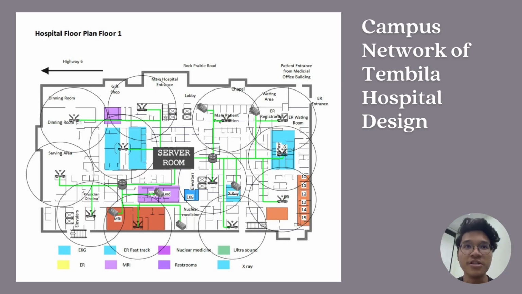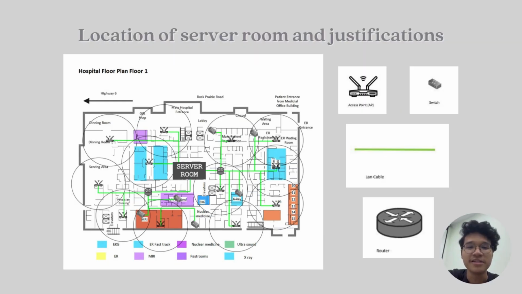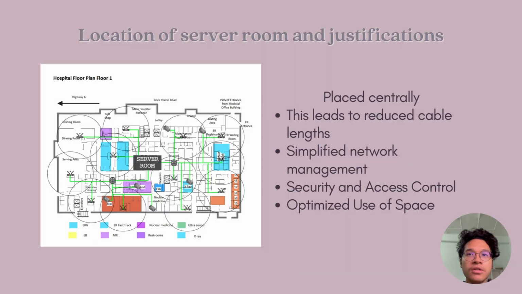So, in this image here is our campus network of Tembila Hospital Design. Okay, so in this plan of ours, there will be 12 access points with their area of coverage, 6 switches and 2 routers, all connected by the local area network cable, which is the LAN cable. And today I'm going to present the location of the server room and its justifications.